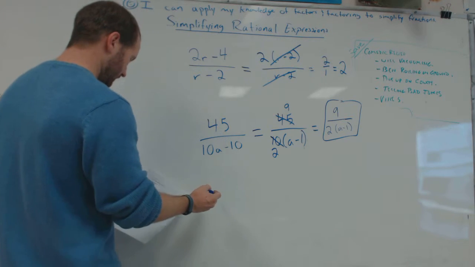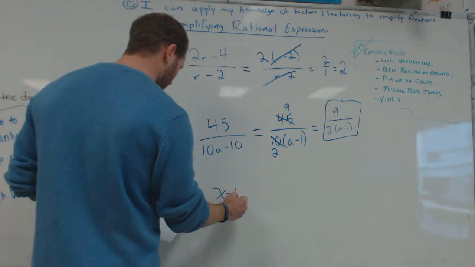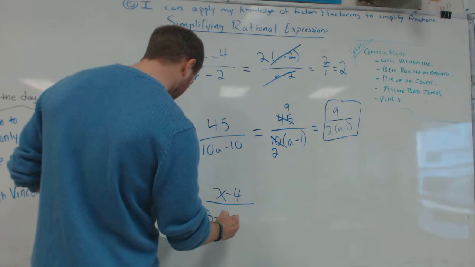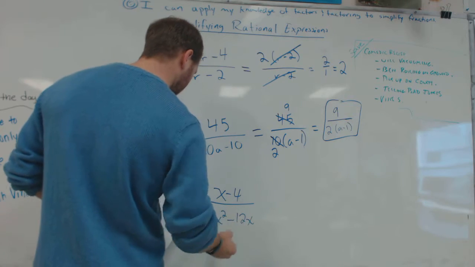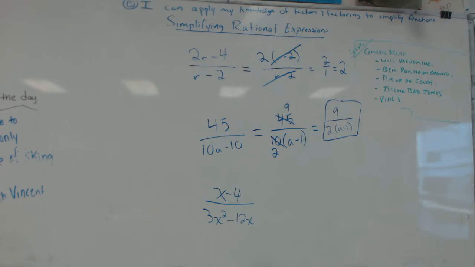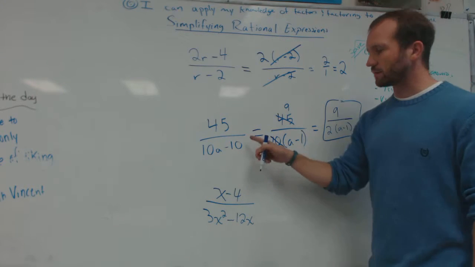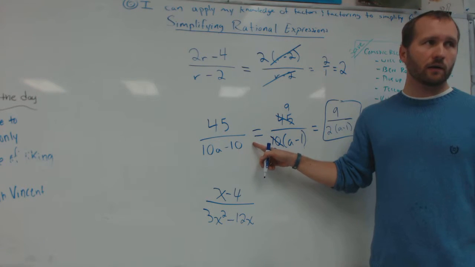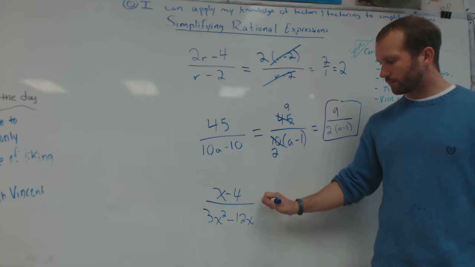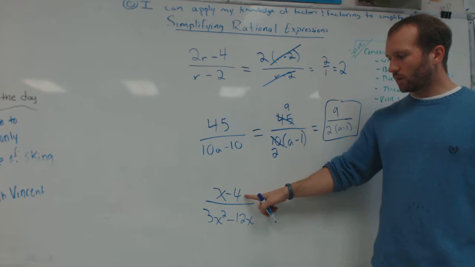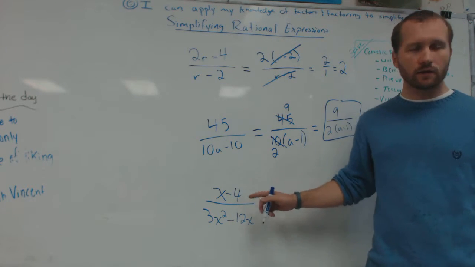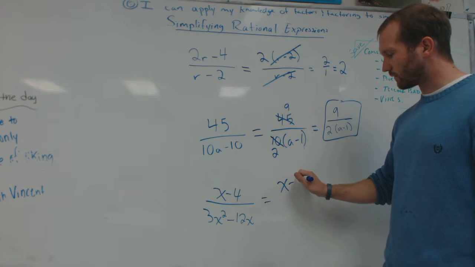Let's do this one. X minus 4 over 3x squared minus 12x. So this one is the same as these, even though it doesn't look like it. All we're doing here to factor is pulling out greatest common factors. Factor out a 3x on the bottom. Okay, let's look at the top. X minus 4. Is there any way to factor that? No. So we need to just leave it as x minus 4.